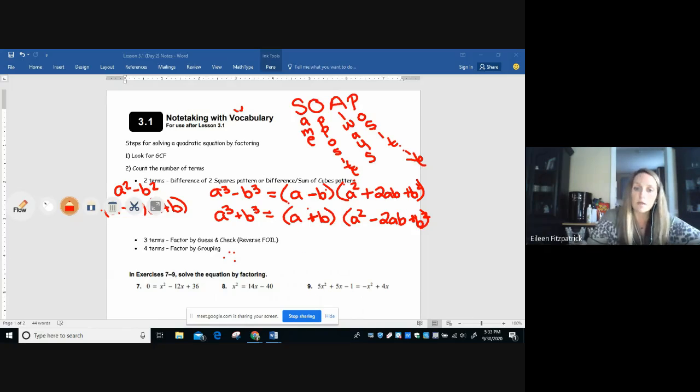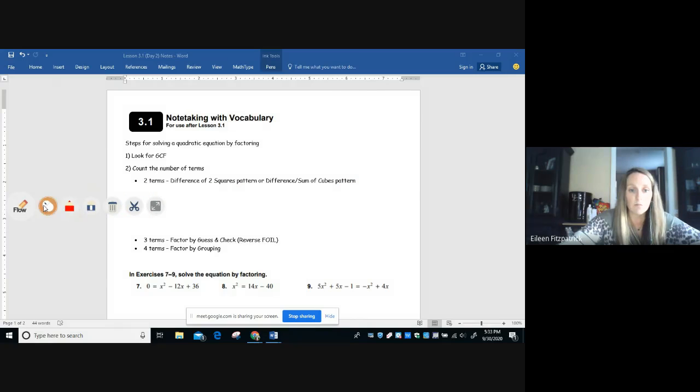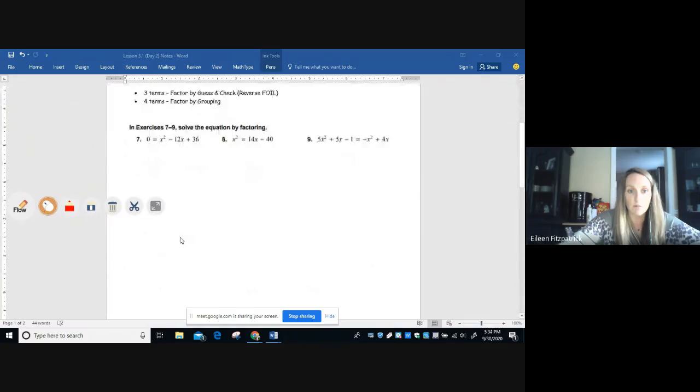Okay, this will make more sense, and I'll go through it again with you when we do our first factoring problem that involves this pattern. But that is the sum and difference of cubes. Okay, so now let's move on to our factoring problems.